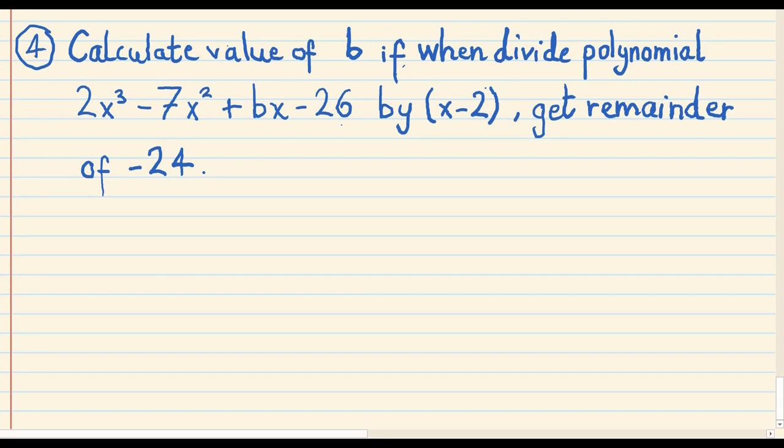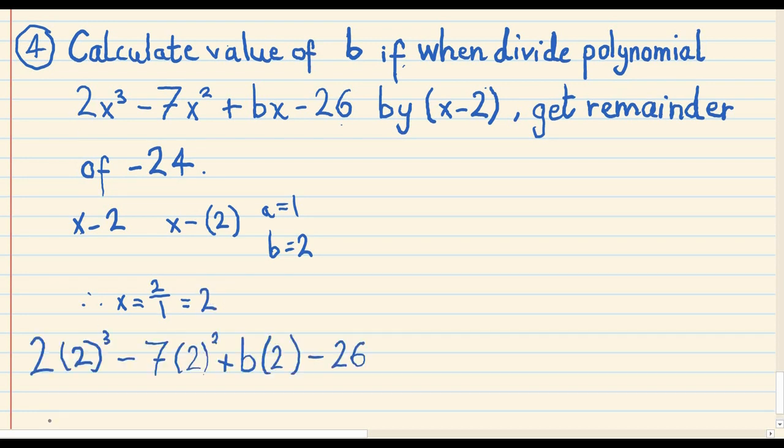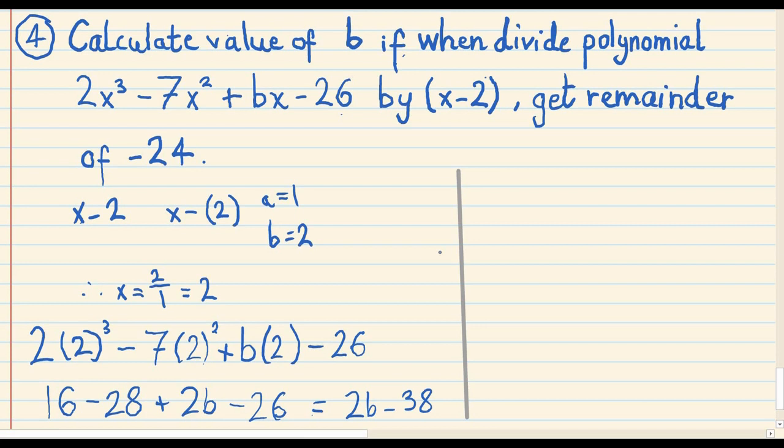You have x minus 2, then you want to represent it in the ax minus b form. In this case it doesn't really change much because it's pretty much already in the ax minus b form. For this case, a would be 1 and b would be 2. Therefore, x equals 2 over 1, which is the same as 2. Then you just substitute this value of x into the polynomial. Then when you simplify this, the remainder calculated by our usual method is 2b minus 38.